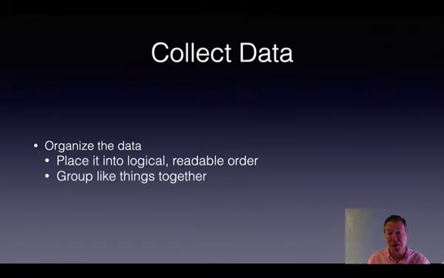I'm going to organize that data just like we did before, put it in logical, readable order, group things together. You do that with all data. So we're trying to just organize things so we can get a picture of what we're looking at. We're looking for the result of the experiment. How did it come together?